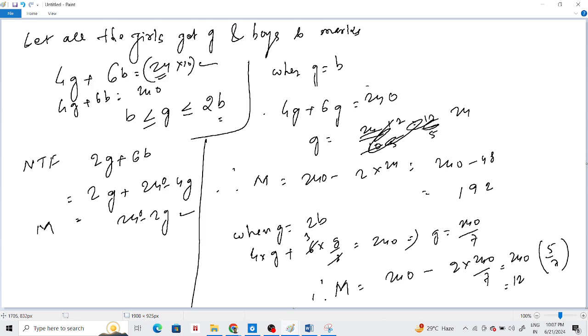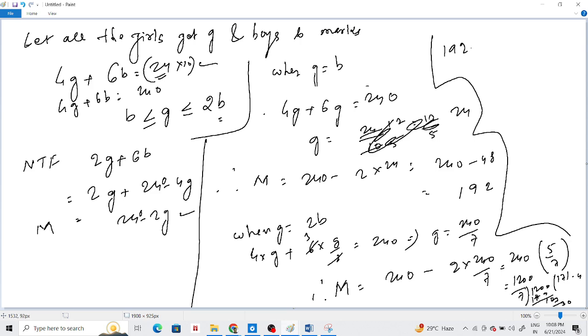So 1200 divided by 7, 7 ones are 7, 7 sevens are 49, 7 fours are 28. So that means I am getting values ranging from 192 to 171.4. How many values are there in between these two?